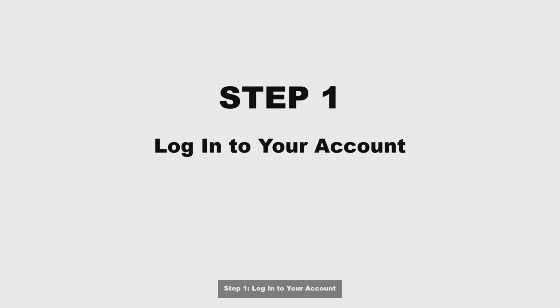Changing your payout method on WalkMe is a straightforward process. Follow these steps to ensure your payment preferences are updated correctly. Step 1. Log into your account. Access your WalkMe account by entering your credentials on the login page. Make sure you have your username and password ready.